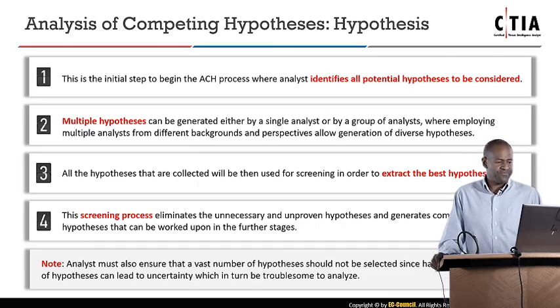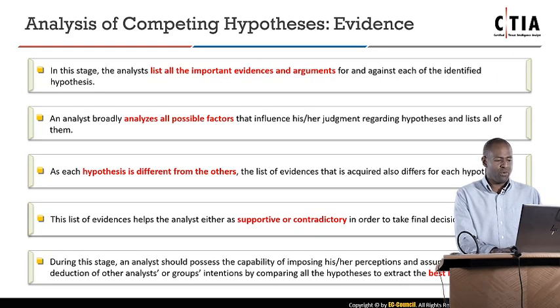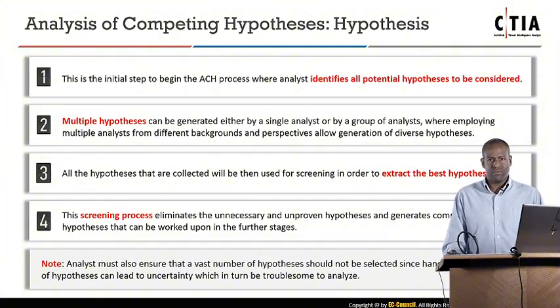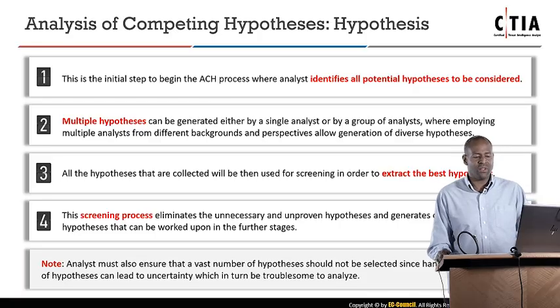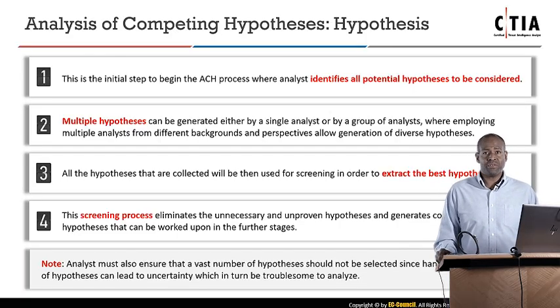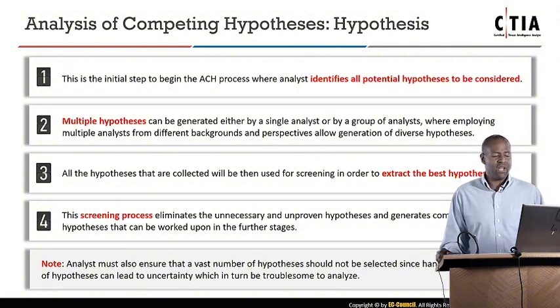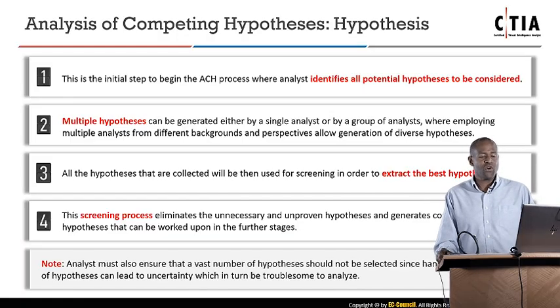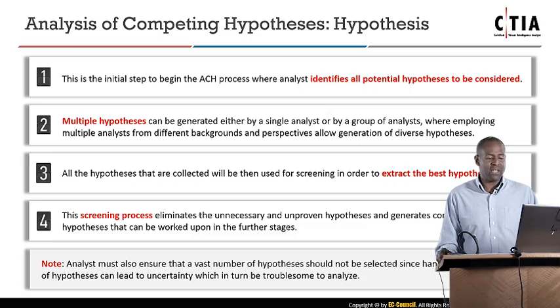So with the hypothesis, we have 4 steps we want to look at. Number 1 is, this is the initial step, right? We start with a hypothesis to begin, where the analyst is going to identify all the potential hypotheses to be considered. So these are going to come from other analysts, right? Or maybe even from software. So depending on where it comes from, we need to collect them. Number 2, multiple hypotheses can be generated either by a single analyst or a group of analysts, where employing multiple analysts from different backgrounds and perspectives allows generation of diverse hypotheses.